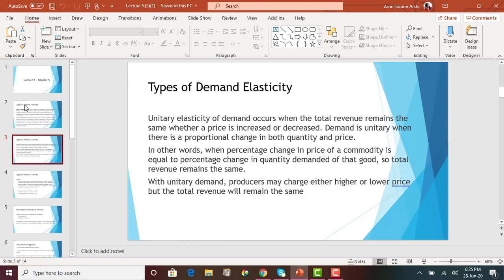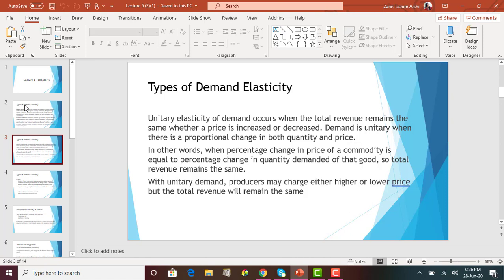In other words, when the percentage change in price of a good is equal to the percentage change in quantity demanded, we are going to have unitary elasticity, and at that time the total revenue to the consumer or to the business will be the same as before.